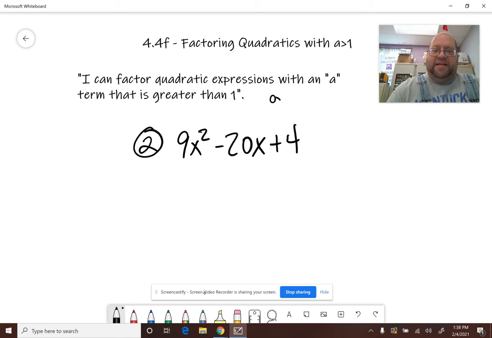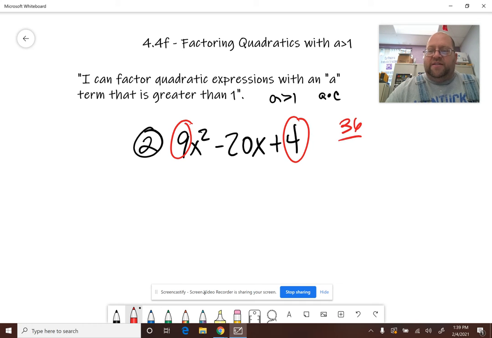If I have a term that is greater than 1, then I need to take a times c. So again, I'm going to take my a term here and my c term here, and multiply them together, and that's going to be what I try to factor. So 9 times 4 is 36. 1 and 36 is a factor. 2 and 18. 3 and 12.